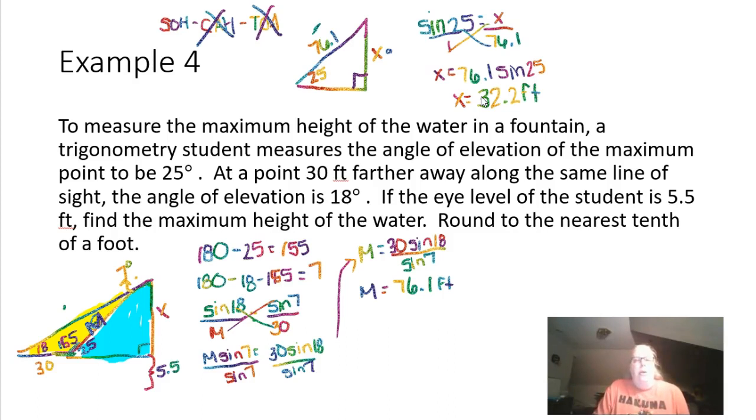All right, so that is the length from here to here. And this is, remember, where the person's eyesight was located. Now, the person's eyes are 5.5 feet off the ground, so now if we want to find the height of the water, we're going to have to add that.